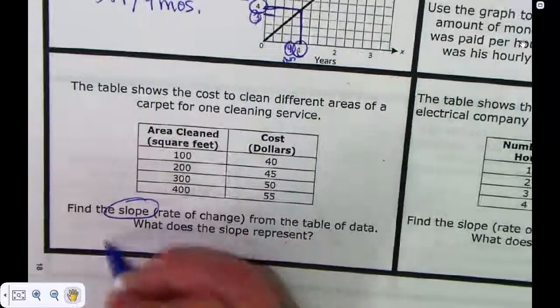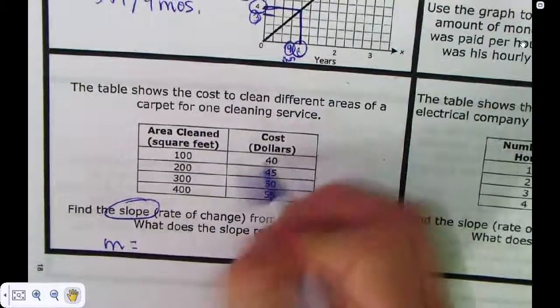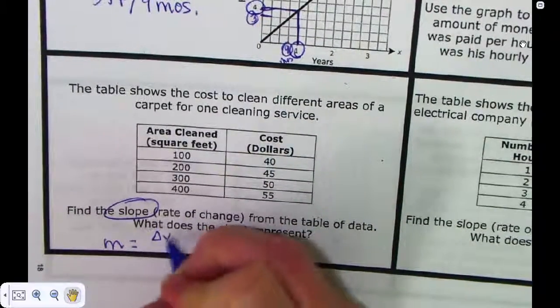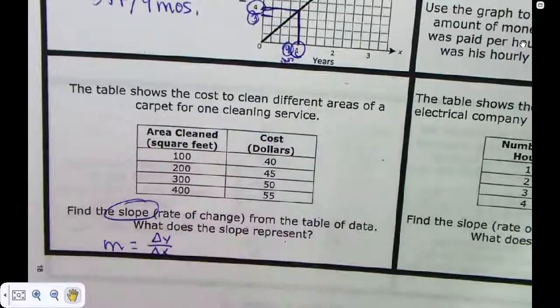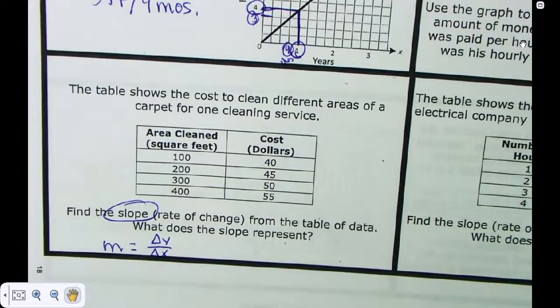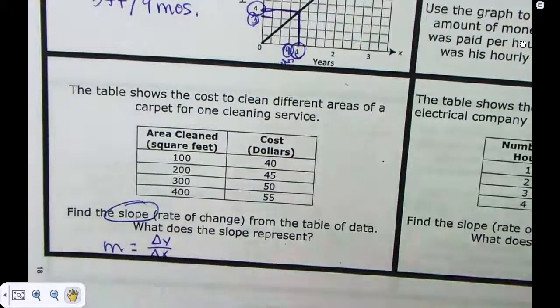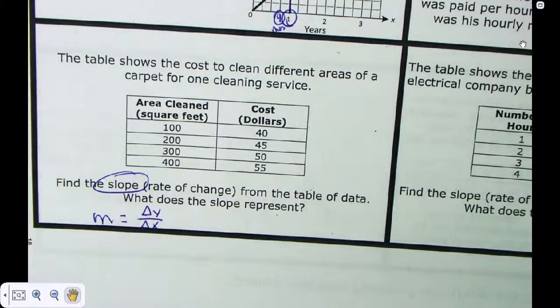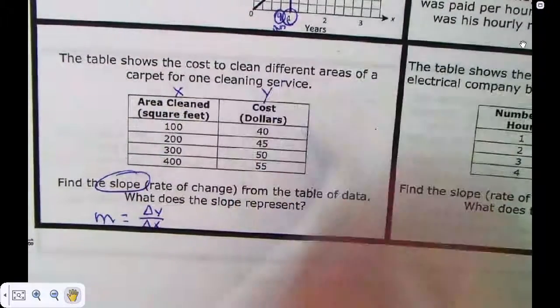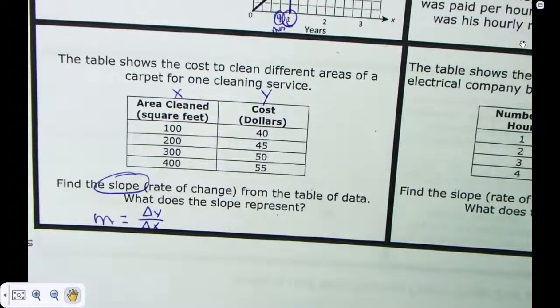What is the slope? Everybody go write it. Since it's a table, I'm going to do change in Y over change in X. Look, write it down. Don't wait till after. Write it with me. Which one's the X and which one's the Y? X is area, Y is cost, because you don't want the square feet per dollar. You want the dollars per square feet. Correct? Okay, that's what I'm thinking.